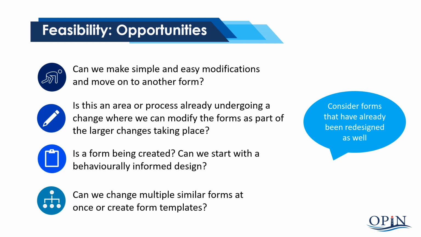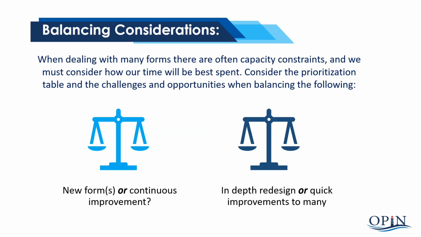Looking at the opportunities and challenges will help inform how easy changes to a form will be. The opportunities listed here often also present a time when improvements can be made quickly and easily. When dealing with many forms, there are often capacity constraints, and we must consider how our time will be best spent. Consider the prioritization table and the challenges and opportunities when balancing between addressing new forms or continuous improvement, and an in-depth redesign or quick improvements to many.